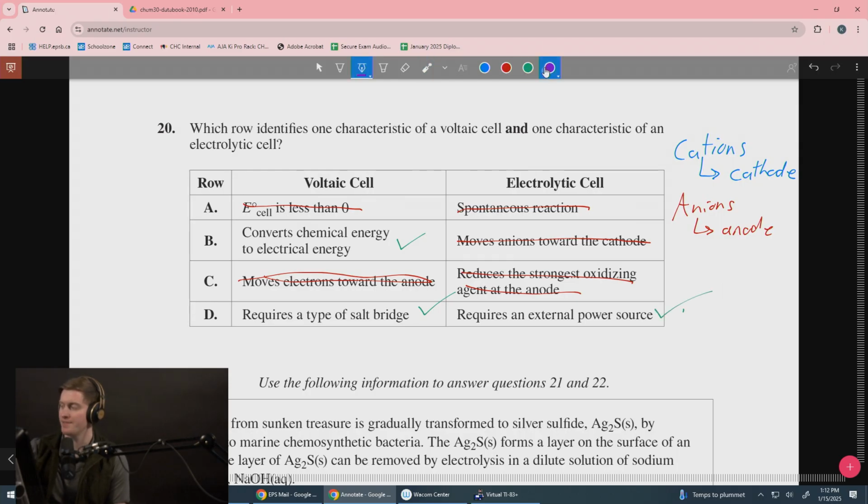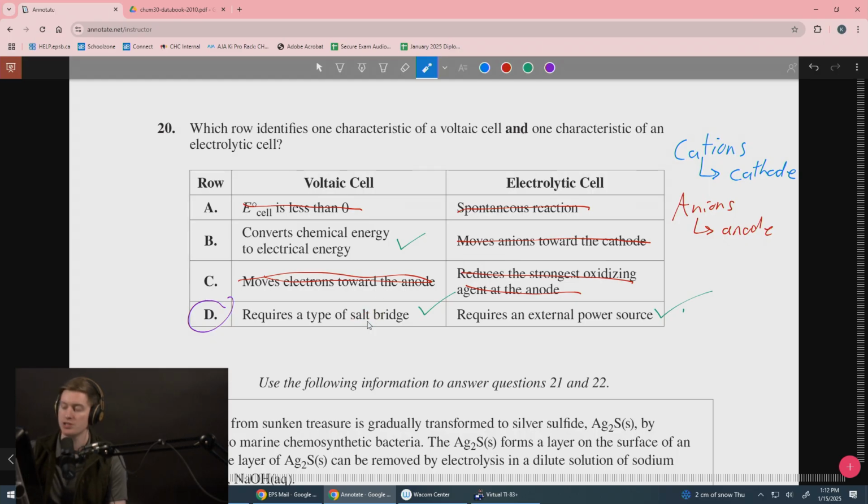This is a definitions question. Do you know the difference between a voltaic cell and an electrolytic cell? And can you pick out things that are true here? A couple statements here, like if you flipped A, then that would be true. But then B and C have things that are false for all sorts of electrochemical cells. So it's important to remember anions go to the anode, cations go to the cathode. Electrons always flow anode to cathode. Reduction always occurs at the cathode, and oxidation always occurs at the anode.